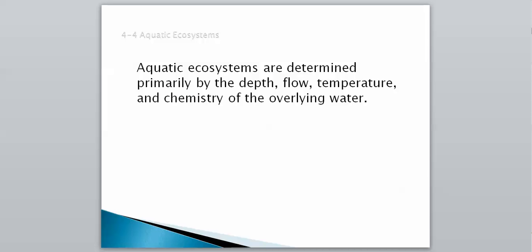So we're going to look at what are the main factors that govern aquatic ecosystems. They're determined primarily by the depth, flow, temperature, and chemistry of the overlying water. So how deep the water is, how fast it's moving, what its temperature is, and the different nutrients or even possibly some toxic substances that are found in each part.